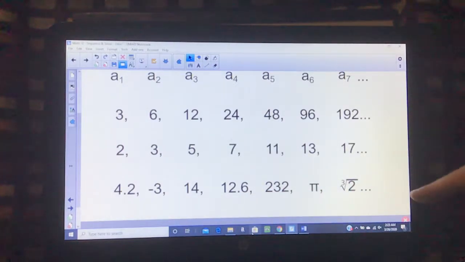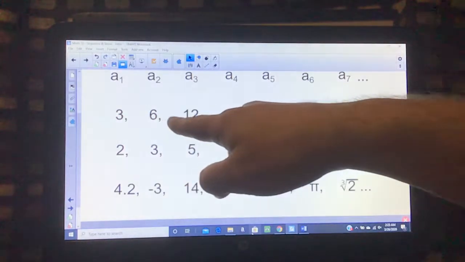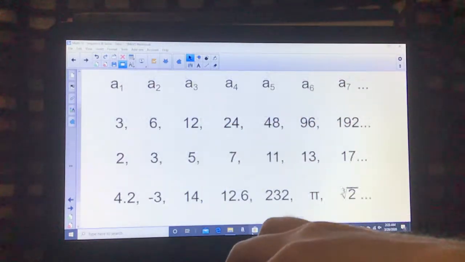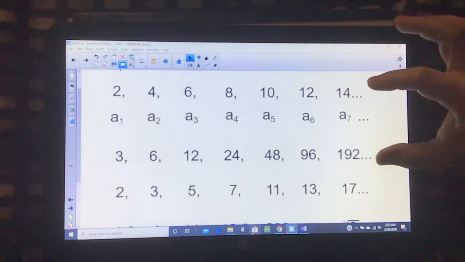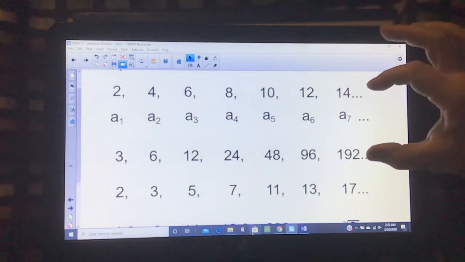So what's the next one? Who knows? Someone would have to give us either a way to find it or tell us what it is. So notice that some sequences have a nice pattern to them. Some don't. Some you could come up with a predictable formula for, like these two have a nice predictable formula. We're going to study ones like this because these have nice patterns.